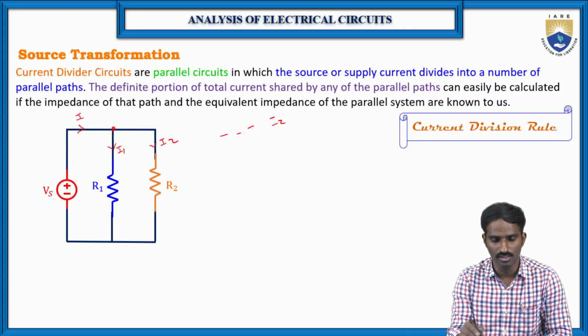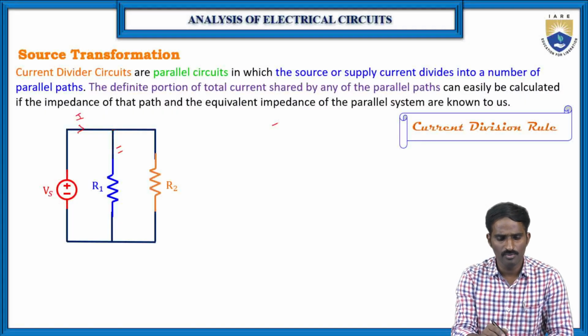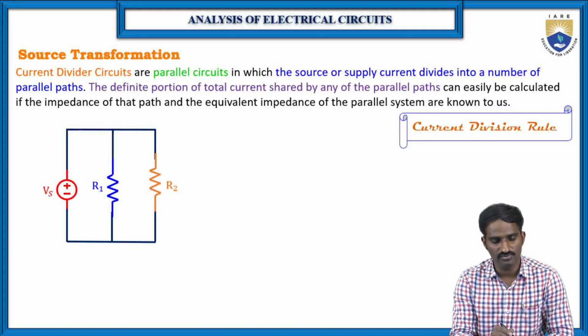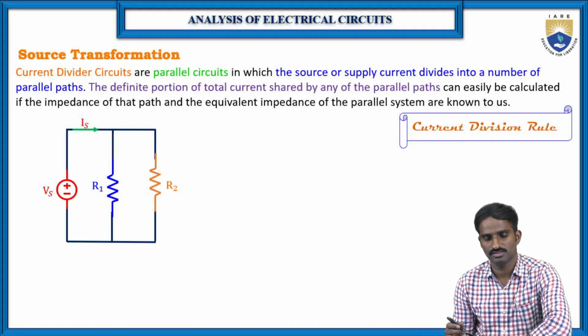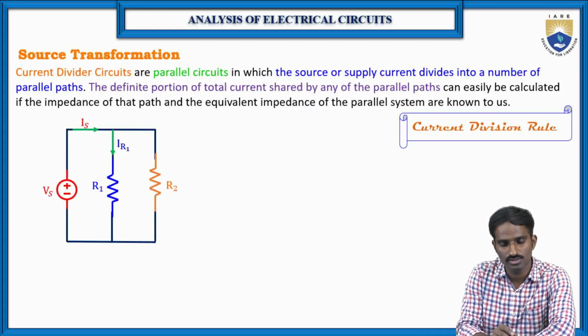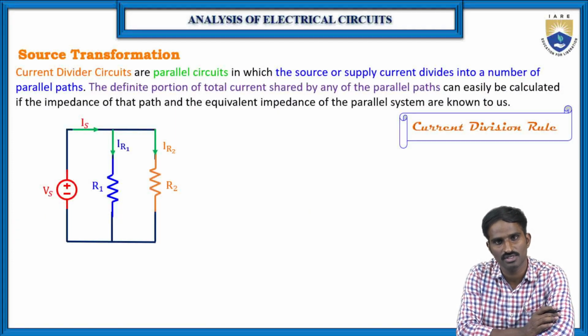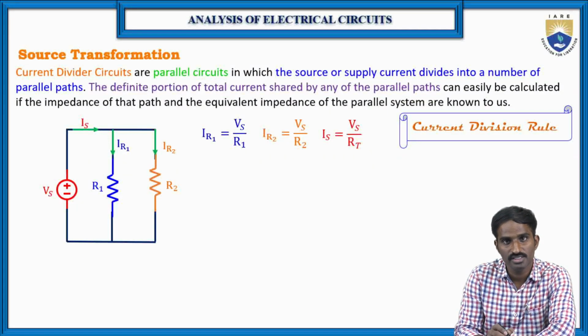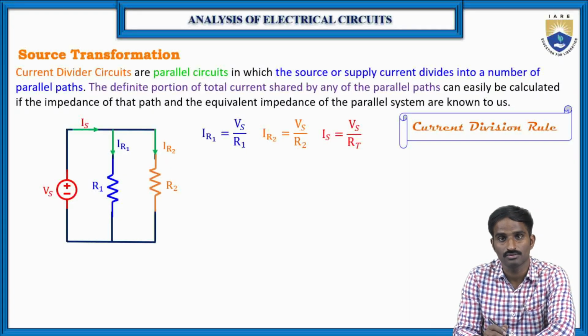As we know, the voltage across parallel elements is the same, which means the voltage across R1 is Vs and the voltage across R2 is also Vs. Let us consider that this is the total source current Is, the current flowing through resistor R1 is IR1, and the current flowing through resistor R2 is IR2. Then IR1 is equal to Vs by R1, IR2 is equal to Vs by R2, and Is is equal to Vs by the total resistance across these two elements, RT. Here RT is equal to R1 R2 by R1 plus R2.